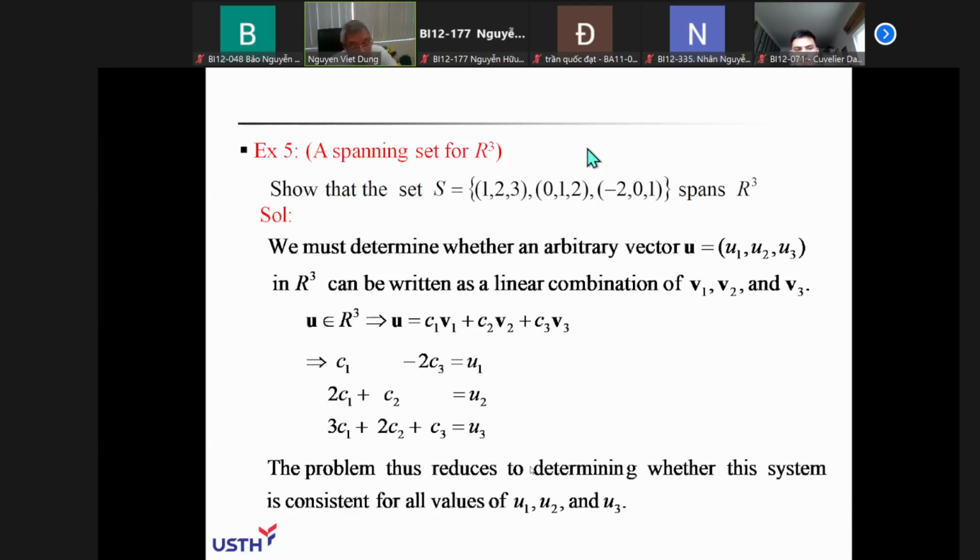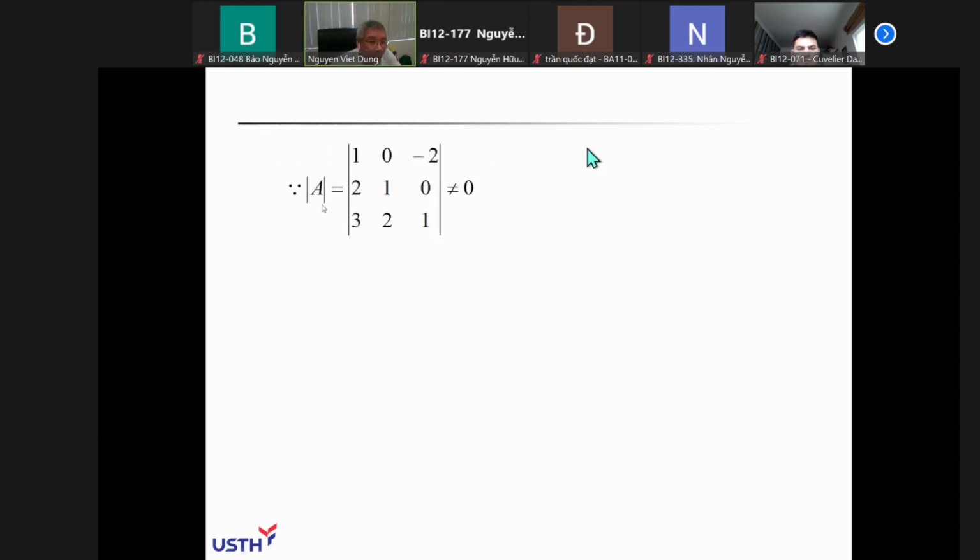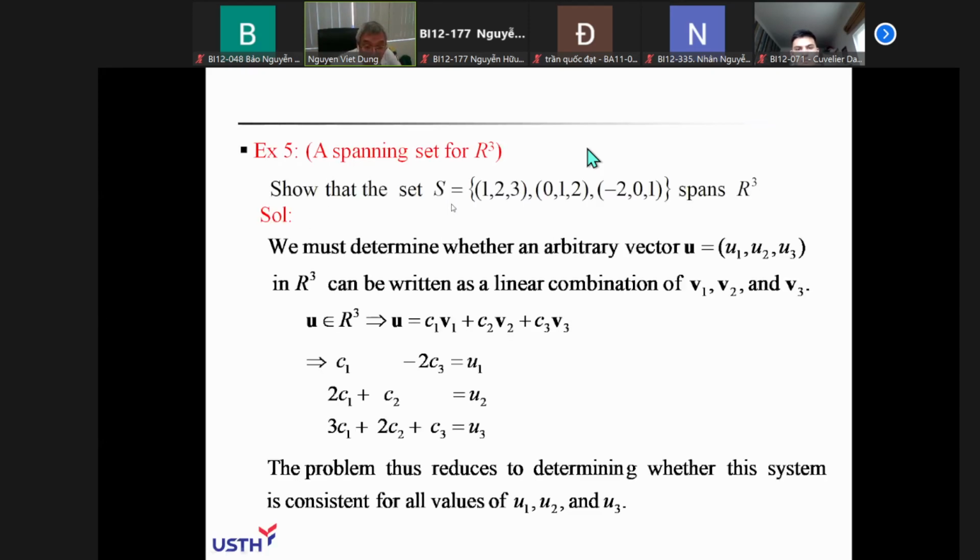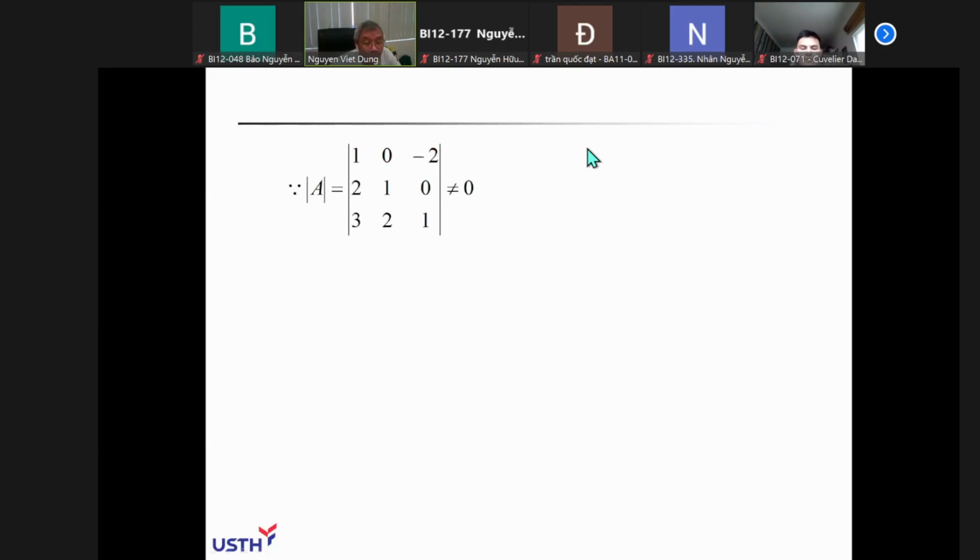Then we need to show that the system always has a solution. And because the determinant of A, the determinant of the coefficient matrix of that system, is non-zero, by Cramer's rule it always has a solution, and the solution is unique. Then it has exactly one solution for any U, which means S is a spanning set of R3. So that is some way to work with the spanning set.